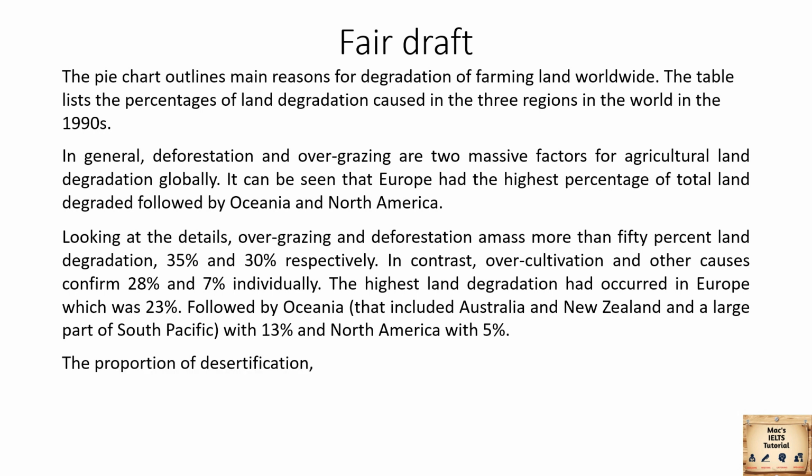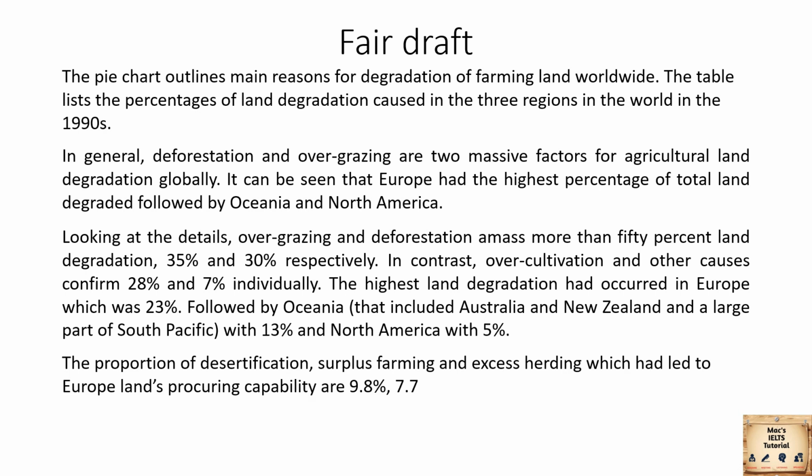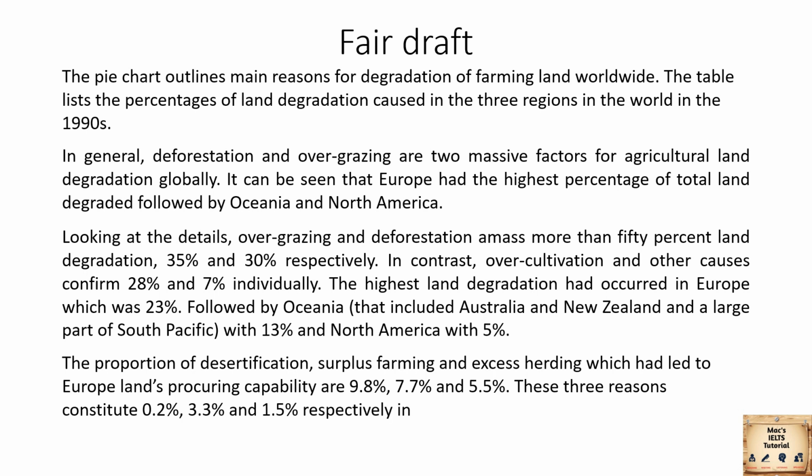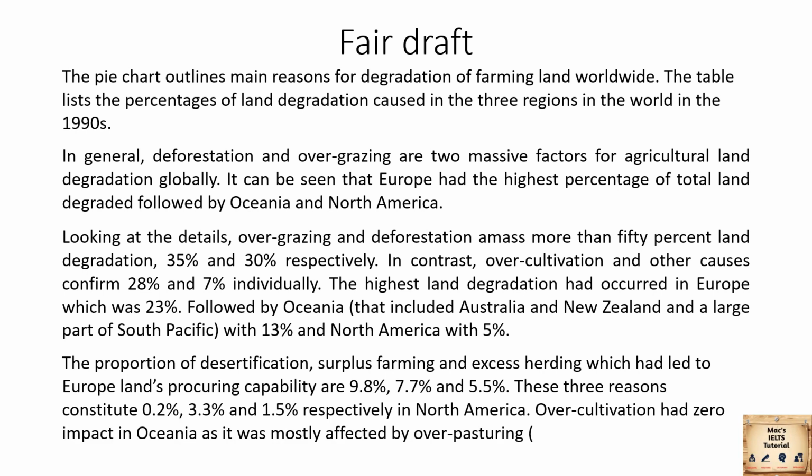The proportions of desertification, surplus farming, and excess herding which had reduced Europe's land's productive capability are 9.8%, 7.7%, and 5.5%. These three reasons constitute 0.2%, 3.3%, and 1.5% respectively in North America. Overcultivation has zero impact in Oceania as it was mostly affected by overgrazing, that is 11.3%, and deforestation, 1.7%.